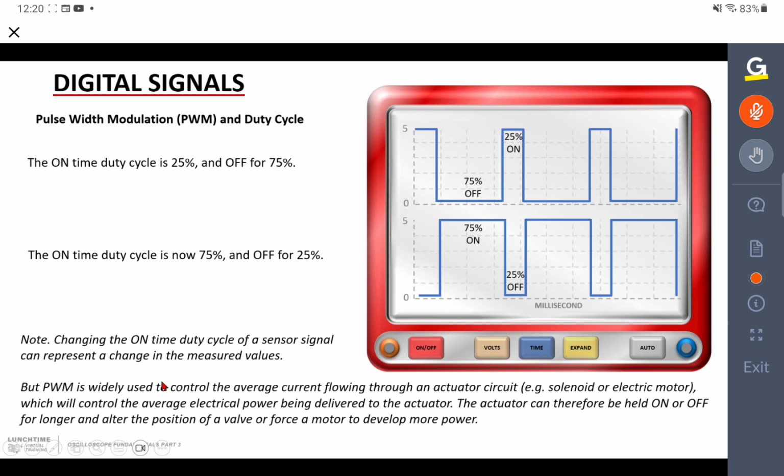We don't use this very often on sensors, but it's certainly used on controlling actuators such as solenoids and electric motors, to control how fast the motor may be turning, or how much the solenoid opens up a valve. It could be an air valve or a fuel pressure control valve. Even the old EVAP solenoid valves, some of those were controlled using digital signals, altering the duty cycle to increase and decrease how much the valve opened.